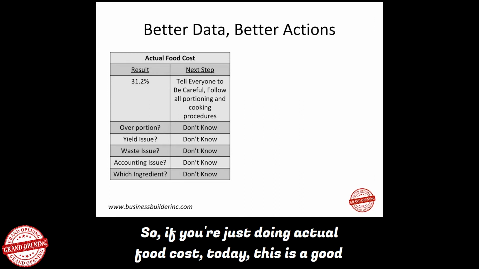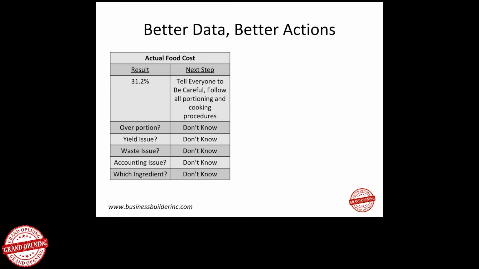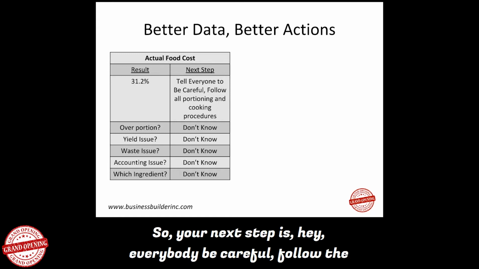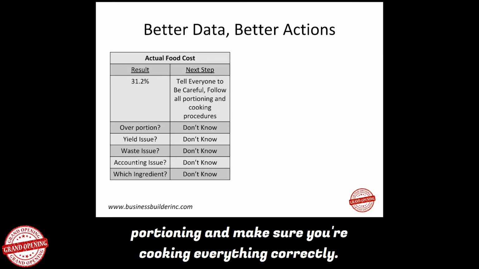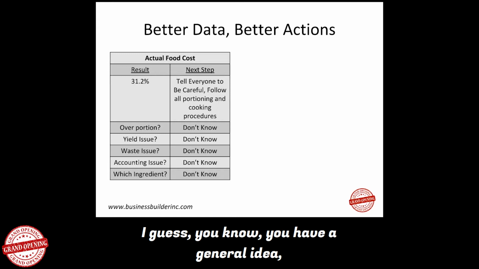If you're just doing actual food costs today, this is a good sample of what it could look like, of how you're managing your day. Again, the result was 31.2% in actual food costs. So your next step is, hey, everybody, be careful. Follow the portioning. Make sure you're cooking everything correctly. Don't prep too much. Okay? It's more of a hope, a guess. You have a general idea.